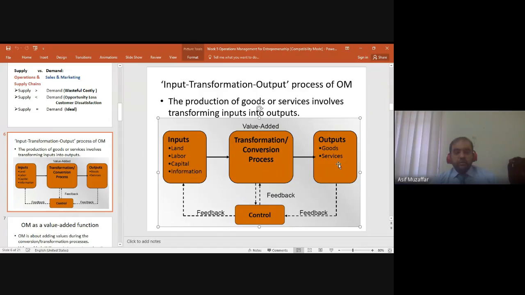your inputs into output. But remember, if I ask in the exam about the input-output process for any company, you have to write about that company's inputs. You cannot just write land and capital like this. You have to tell it like what you have done for the hospital right now. So you have to tell the specific inputs.